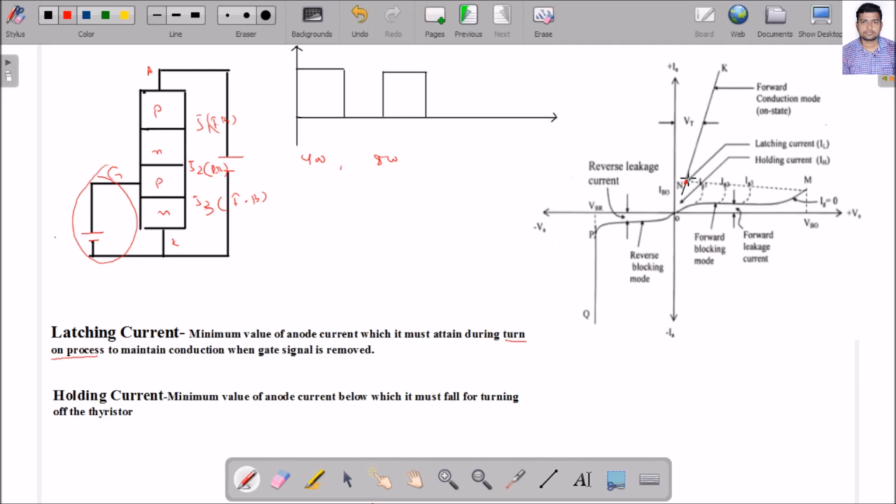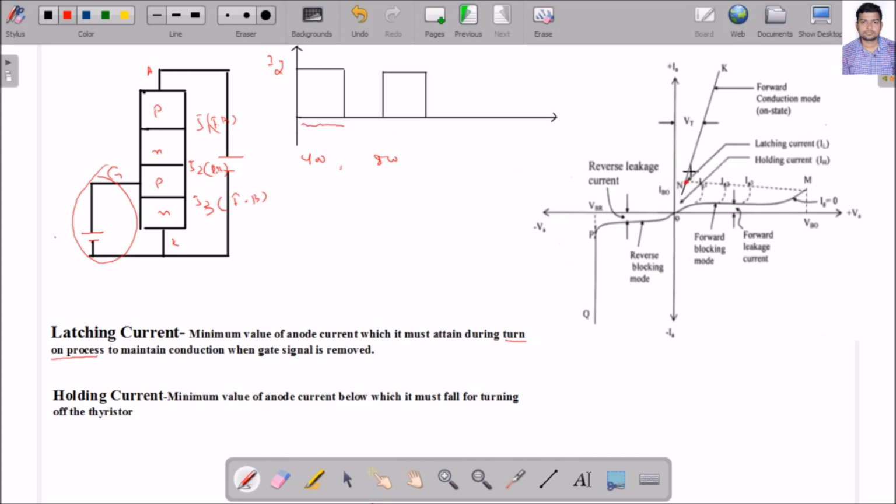Okay, so generally, as I have seen here, there is no need to give the gate signal continuously, because after the thyristor is turned on and the anode current is above the latching current, I can remove the gate signal. So generally a continuous gate signal is not given, but it is given in terms of pulse.